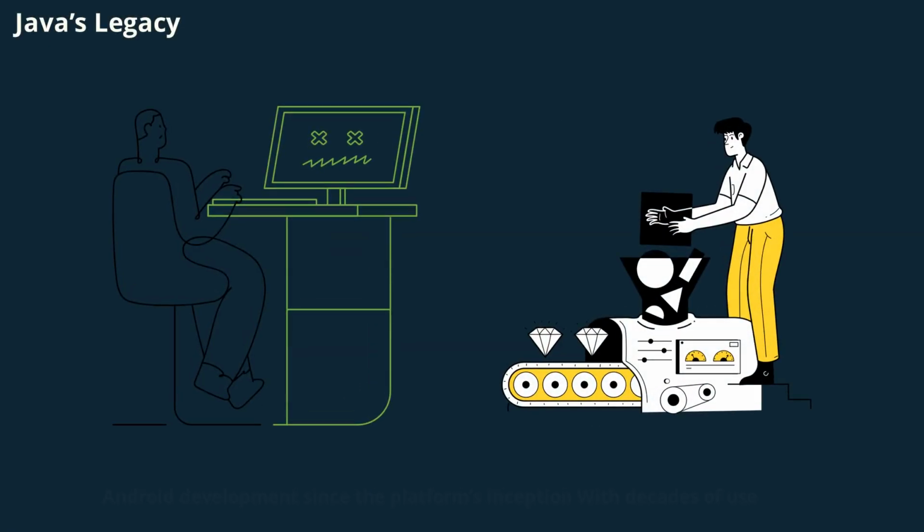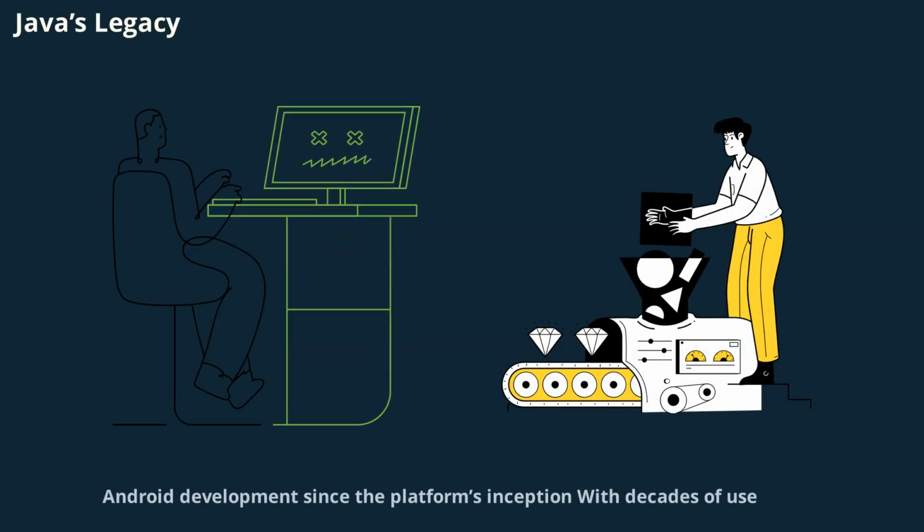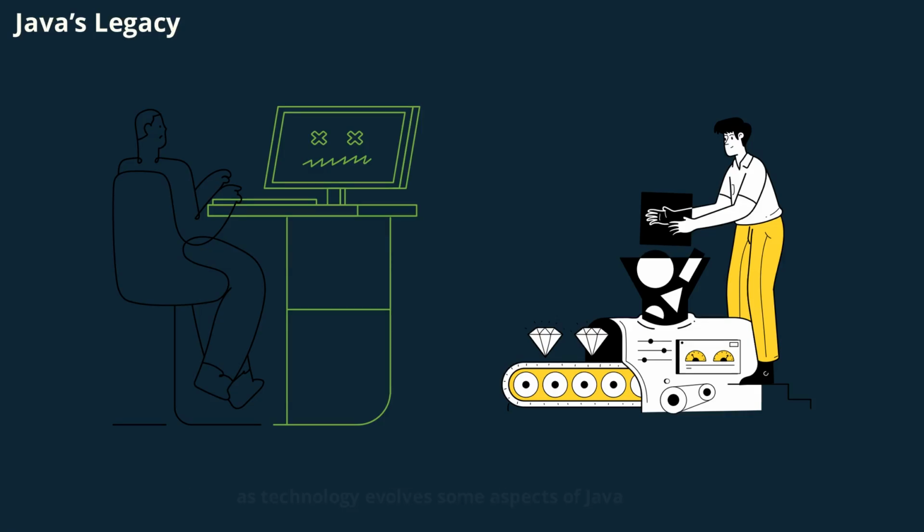Java has been the backbone of Android development since the platform's inception. With decades of use, Java boasts a mature ecosystem, extensive libraries, and robust community support. Its reliability and stability have made it a go-to choice for enterprise applications and large-scale projects. However, as technology evolves, some aspects of Java, such as verbose syntax and lack of certain modern features, have prompted developers to seek alternatives like Kotlin.